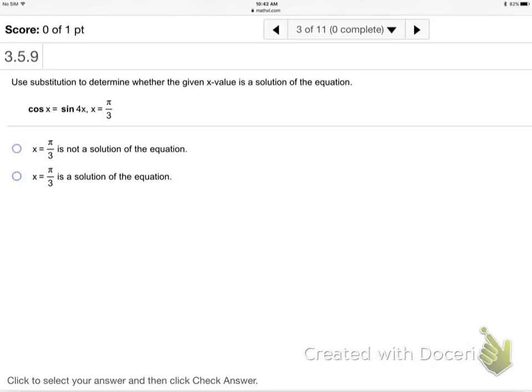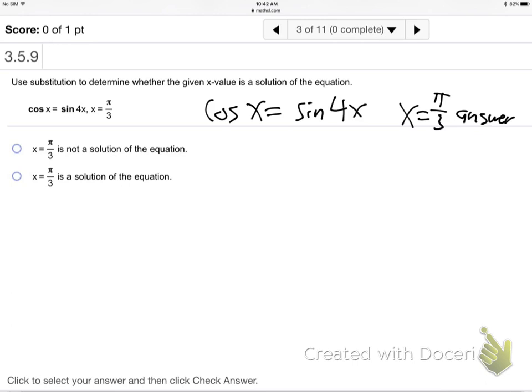Okay, what do you think about that one? The equation is cosine of x is sine of 4x. And they're saying, is x equals pi over 3 an answer? Give it a try. Plug in the pi over 3 for x in both spots, and then work out the left side, work out the right side, and see if they're equal.